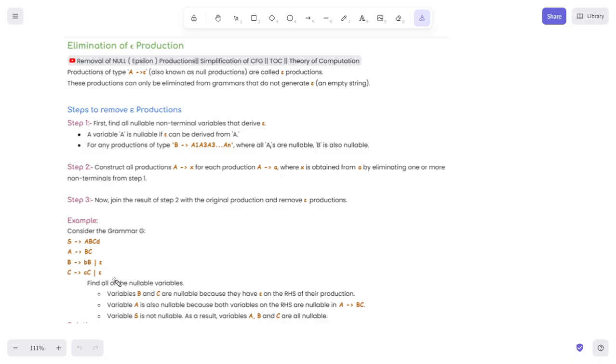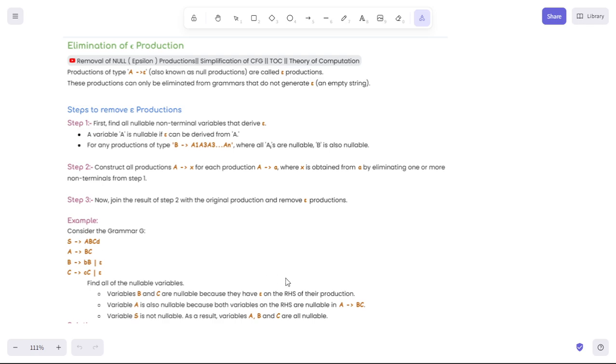And this epsilon is also a nullable symbol. So B, C, both are nullable symbols. Plus this A is also indirectly going to a null value, because B and C are deriving to a null symbol, right? So A is also a nullable non-terminal. So after finding all the nullable non-terminals, what we need to do is replace each production rule which uses these nullable symbols and create new productions with it.